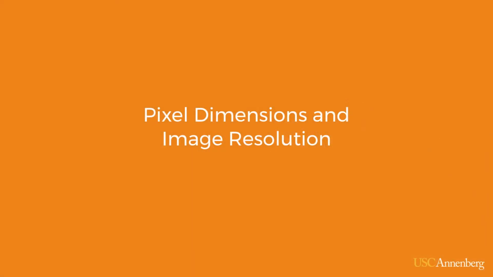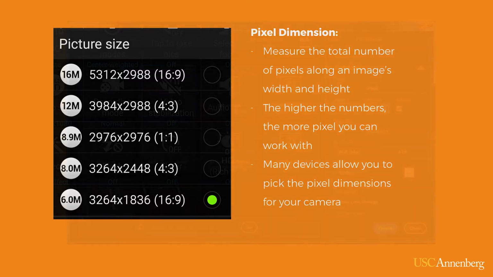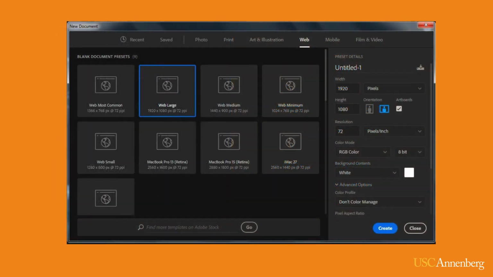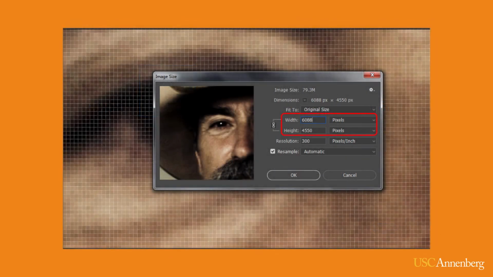Next, we're going to cover pixel dimensions and image resolution. Pixel dimensions measure the total number of pixels along an image's width and height. The higher the numbers, the more pixels you have available to work with. We can choose our pixel dimensions when capturing photos from our digital cameras and smartphone cameras, like in this example. We can also choose which pixel dimensions to use when creating a new document in Photoshop. And in Photoshop, we can view the pixel dimensions of our image.